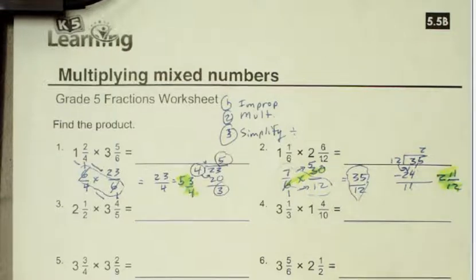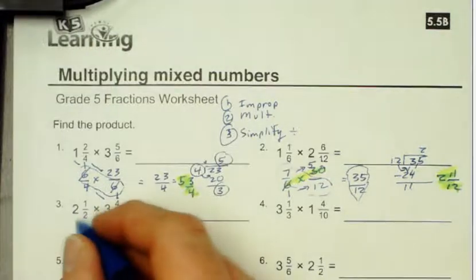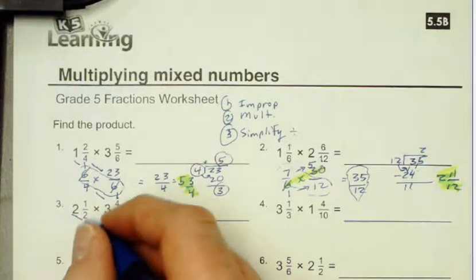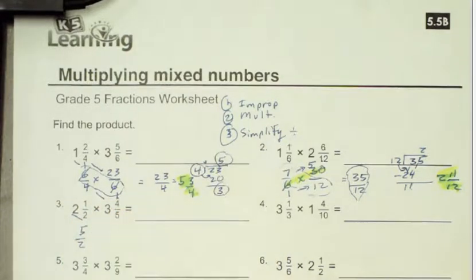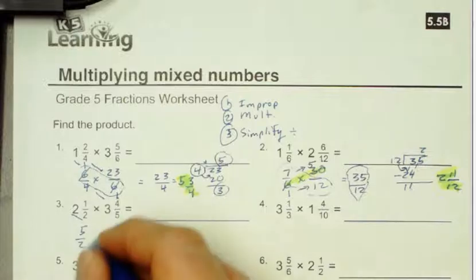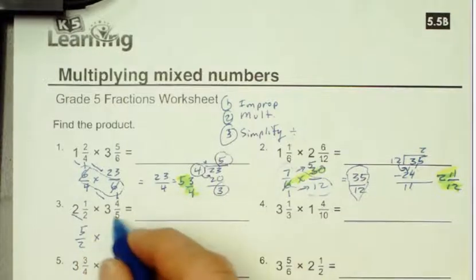All right. Keep rolling. The next one, we have 2.5 times 3 4/5. Well, 2.5, I can go 2 times 2 is 4 plus 1. This gives me a total of 5 halves. And I'm going to multiply that by 3 times 5, which is 15, plus 4 is 19 fifths.